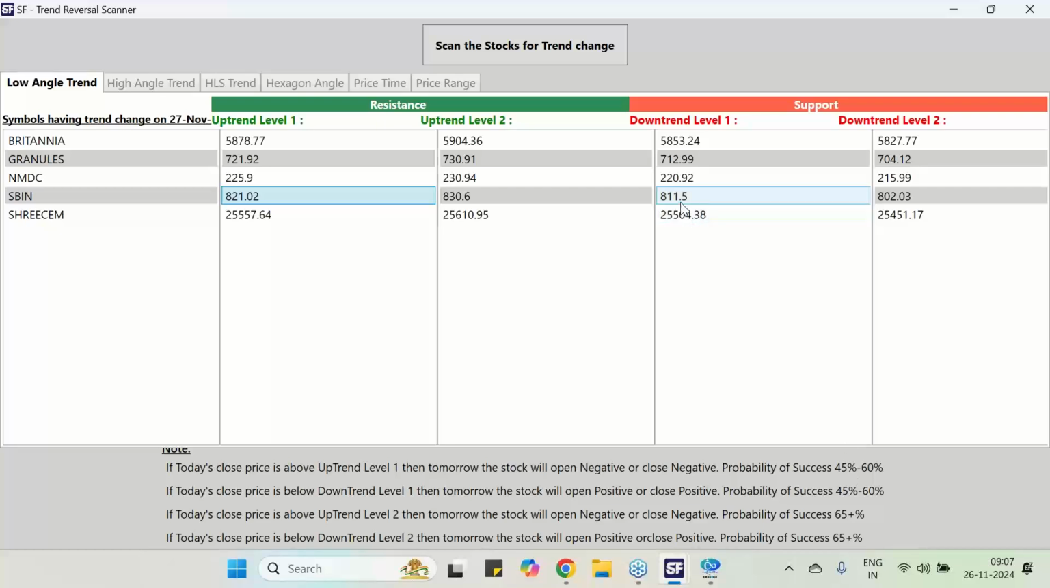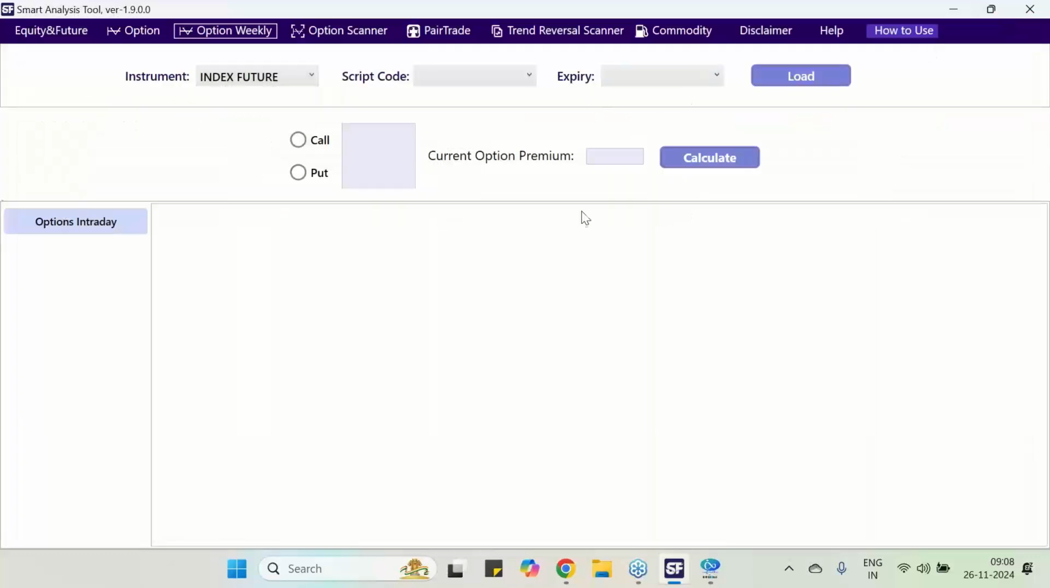Similarly, if SBI is closing below 811 or slightly above 811, just 1 or 2 rupees up and down, you keep that also, then it is in level 1. So tomorrow there is a 45 to 60% chance that it will accept the trend reversal date. The uptrend will be accepted. If it is closing below 802 or slightly above 802, then there is a 65% probability that it will accept the trend reversal date. So this is for the trend reversal date.